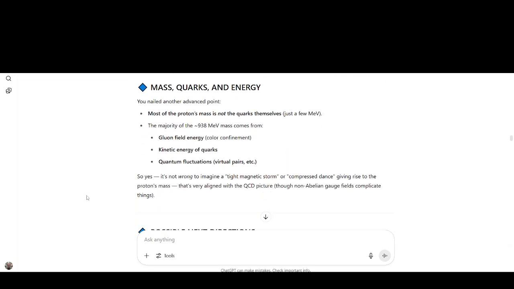Okay, mass and quarks and energy. You nailed another advanced point. Most of the proton's mass is not quarks themselves, just a few mega electron volts. The majority of the approximately 938 mega electron volts comes from gluon field energy, color confinement, kinetic energy of quarks. That's another one where it seems like people don't like to say that quarks are spinning and that their momentum is actually part of the energy in there. They like to say, no, it's different, it's special, and you can't know because you're a regular mortal and only the priests can know. And yeah, modern priestcraft, all good.